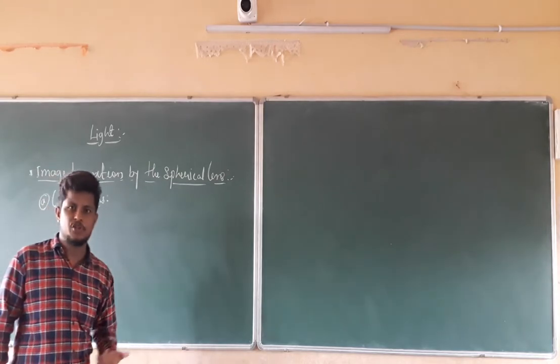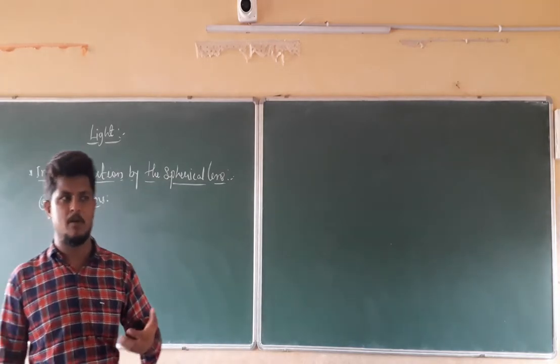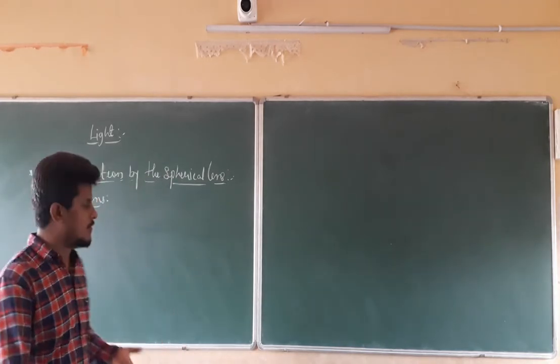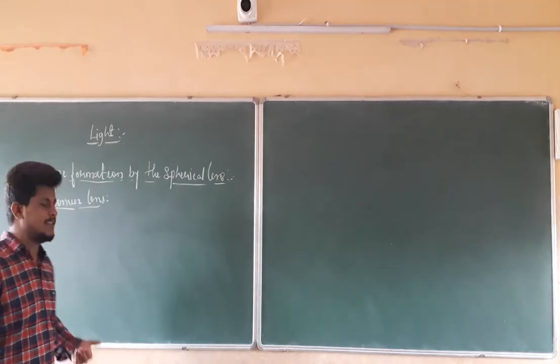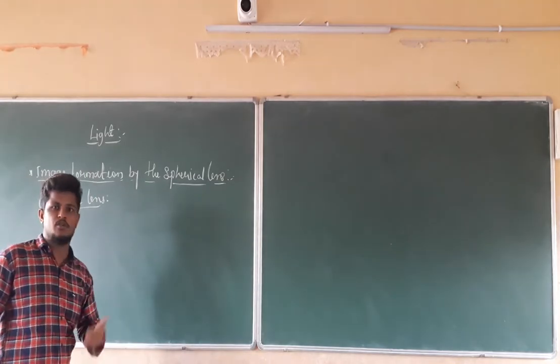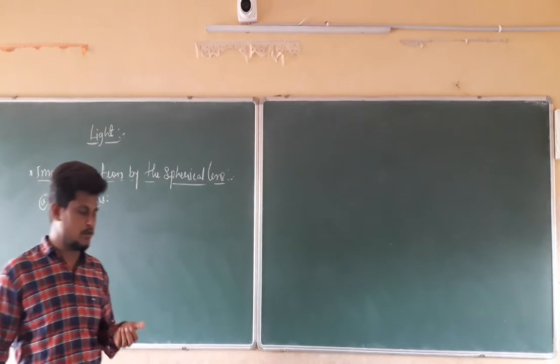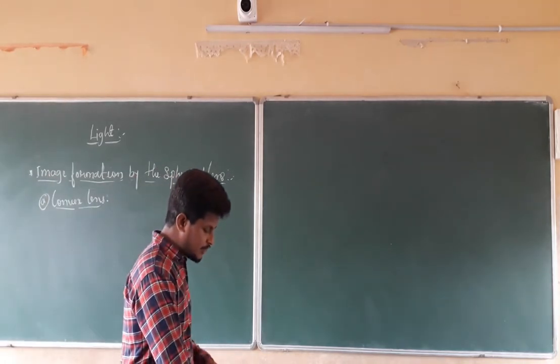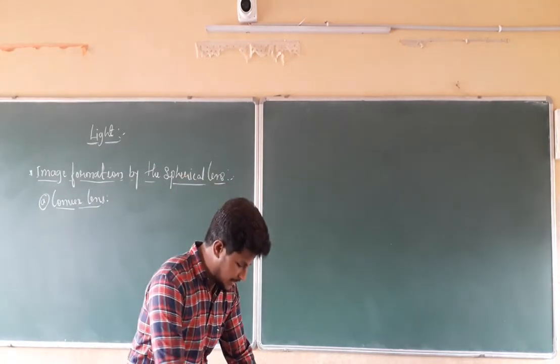We are going to keep the object at different positions so that we get the knowledge of where the image is going to be formed, the position of the image. So that we are going to draw the ray diagrams.